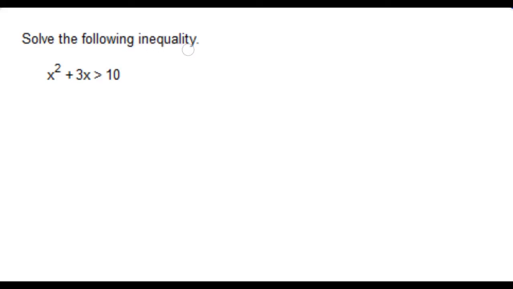Solve the following inequality. x squared plus 3x is greater than 10. Now this particular inequality is a quadratic inequality because of the squared, and we have a process that we go through for solving these types of inequalities. The process starts with us treating this inequality instead like an equation. So I'm going to change that greater than symbol to an equal to and move all the terms to the same side and solve.